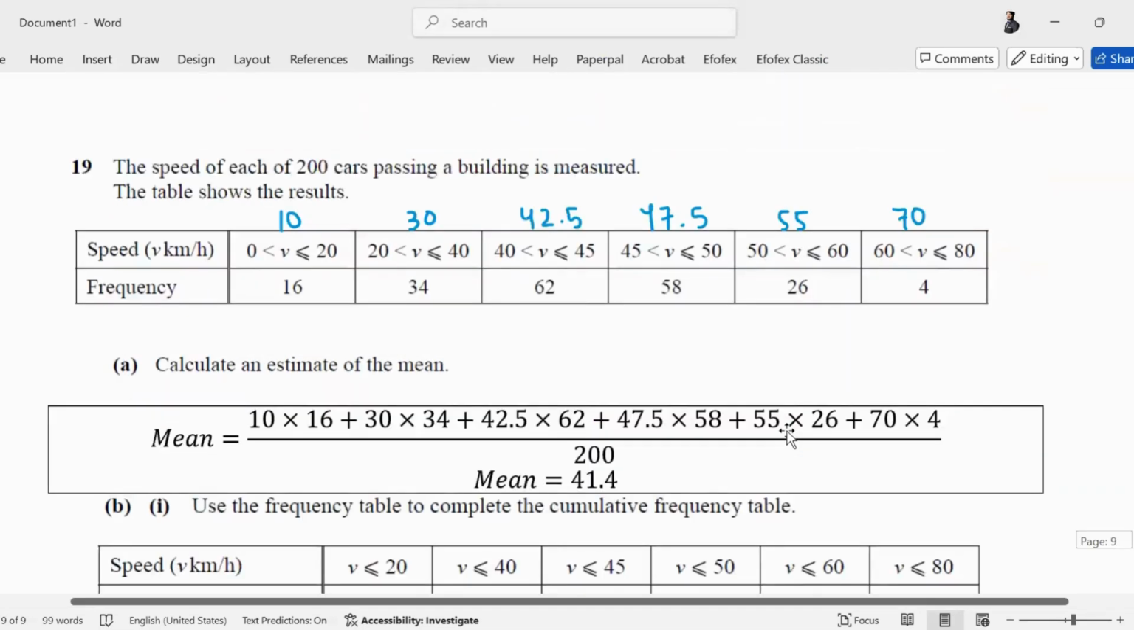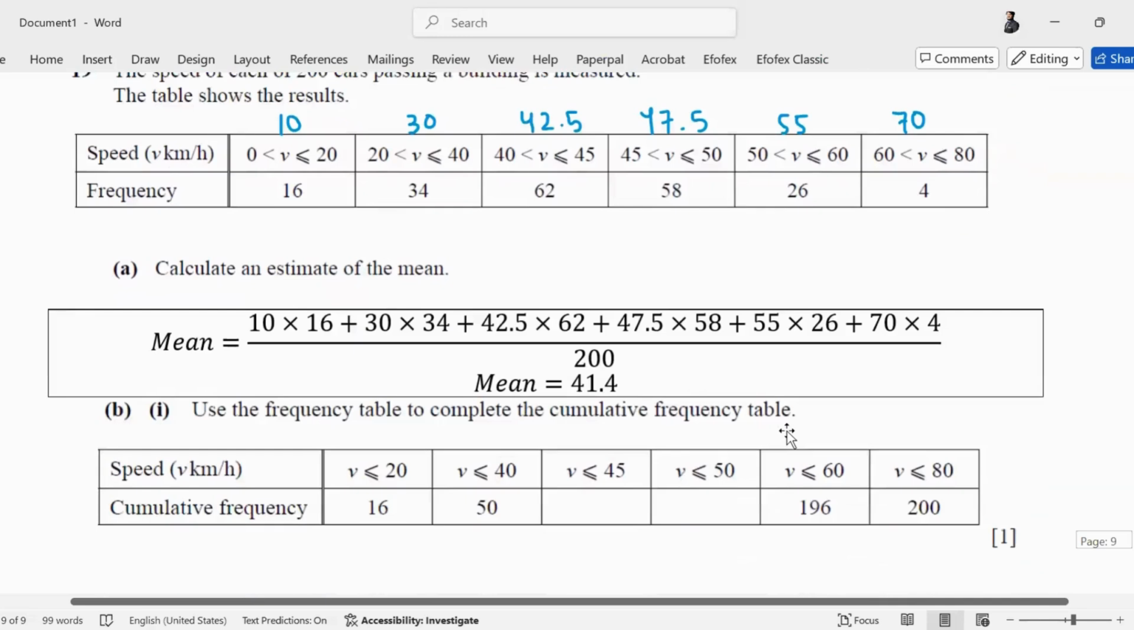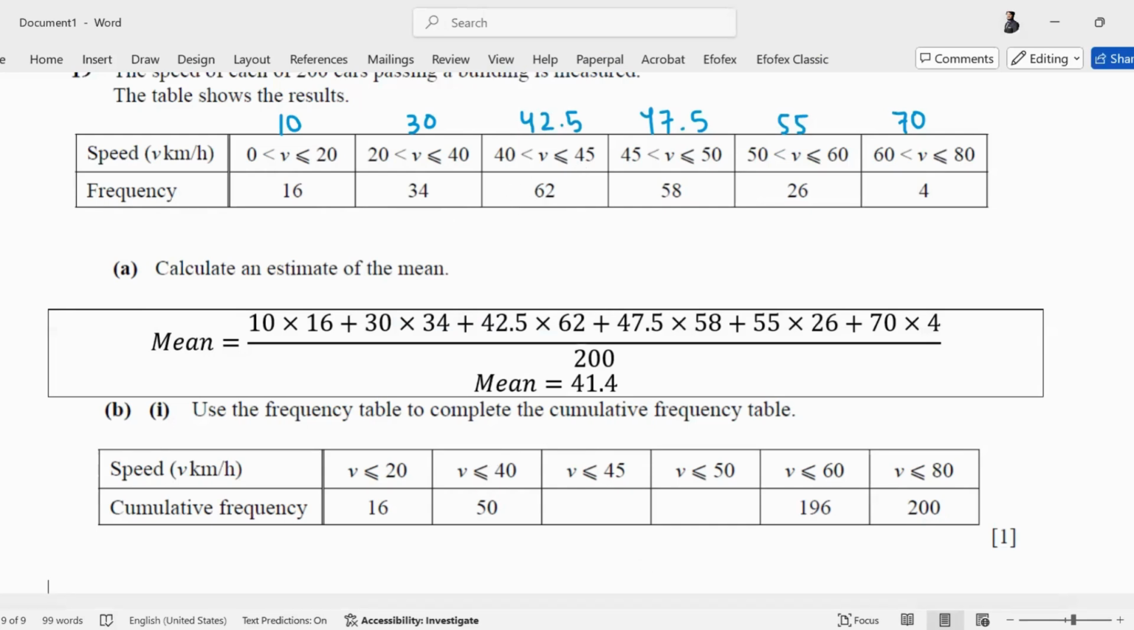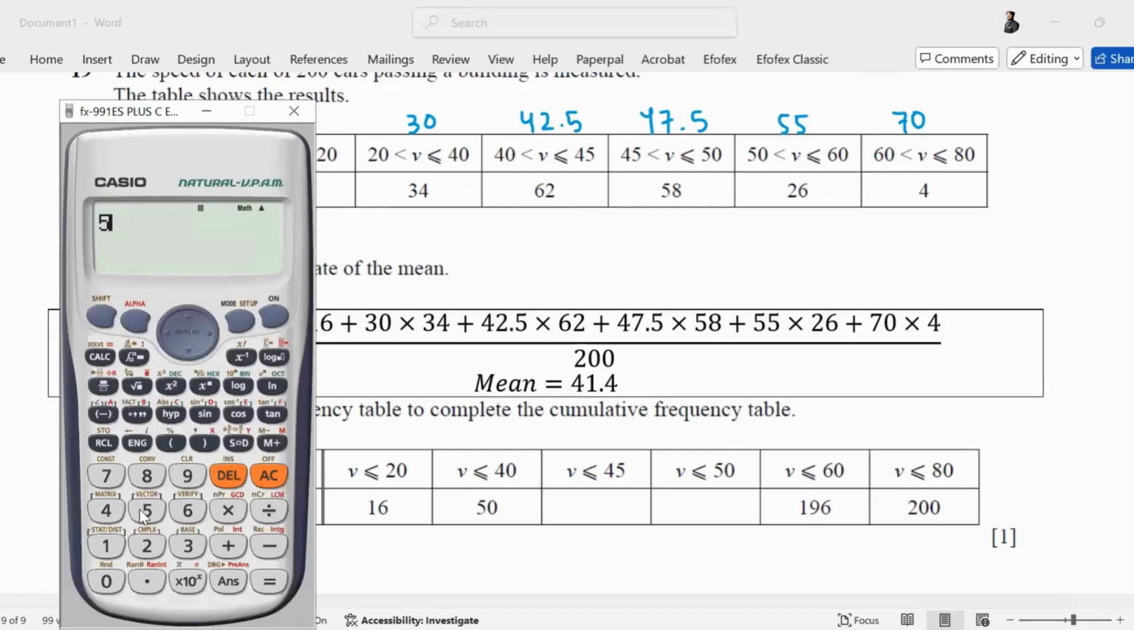Okay, so cumulative means the total number of cars that have a speed less than 20 is 16. The total number of cars that have a speed less than 40 is 34 plus 16, which is 50. Now the total number of cars that have a speed less than 45: we know this is 50, and this group will also be included, which means 50 plus 62, which is 112.